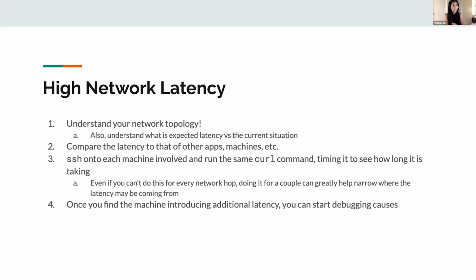Once you find the machine that's introducing additional latency or that network hop, you can then dive deeper in and start debugging what might be causing that network path to have that additional latency. So you can look for changes to the machine, infrastructure, maybe there's an increase in CPU, memory, etc.